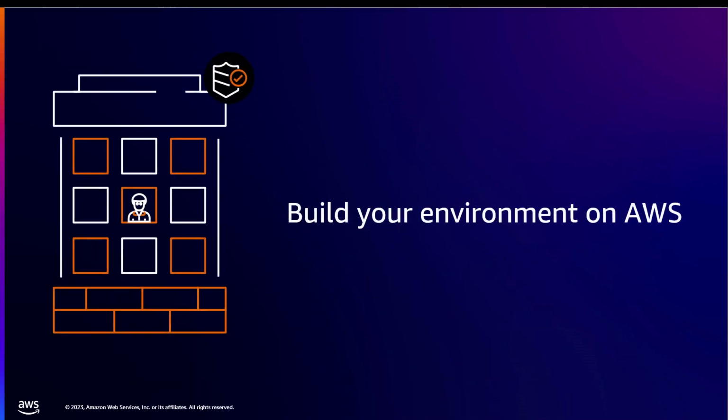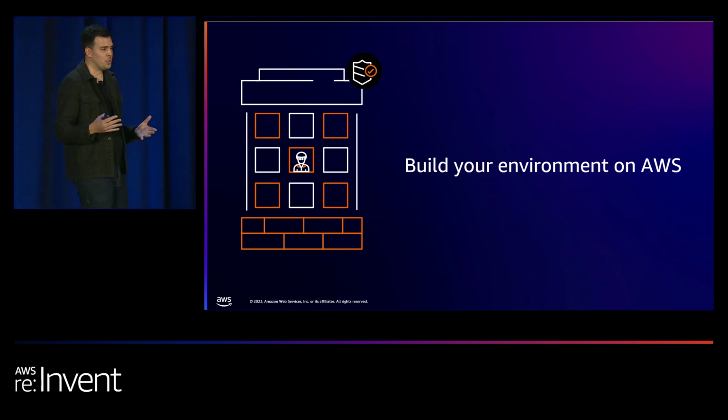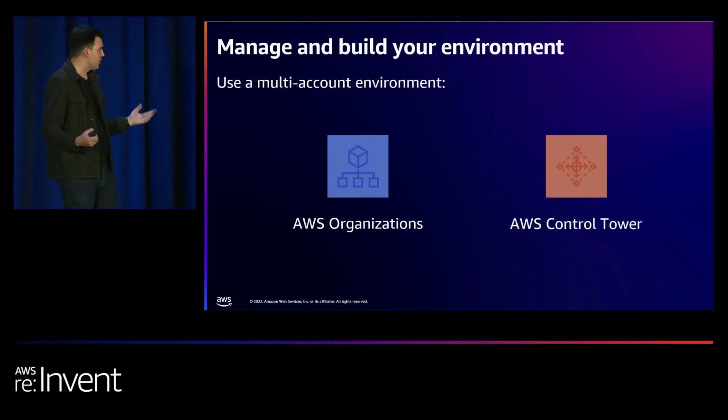The last part of understanding and planning is making sure that you build and understand how you want to build your environment on AWS. This will be important as you get to the point of where you're implementing controls within your multi-account environment. So, as we talked about services, there's a couple of services that I assume you're familiar with.